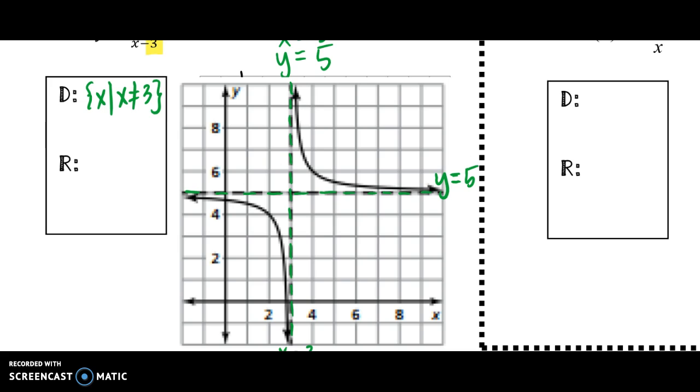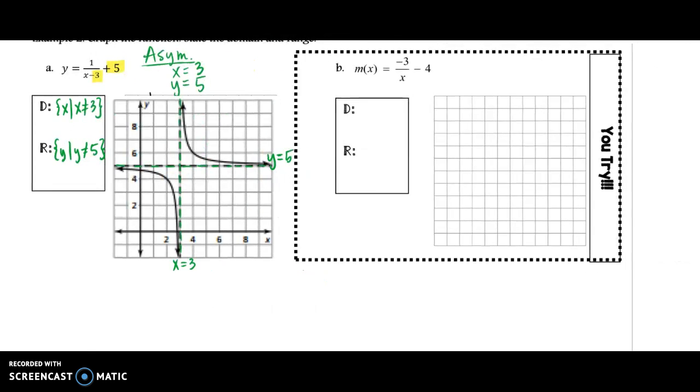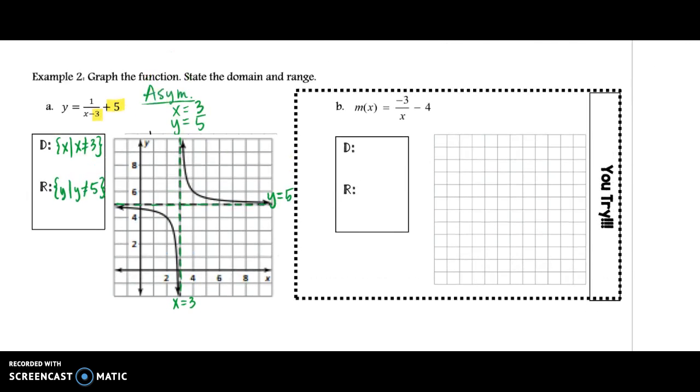And then the range, same thing. We're looking at our y values now. So it looks like the function keeps going all the way down to negative infinity, but it also keeps going up all the way to positive infinity. It would be all real numbers. However, we have an asymptote at y equals 5, so range is y when y does not equal 5. Now go ahead and try part B on your own, and that's it for today's notes.